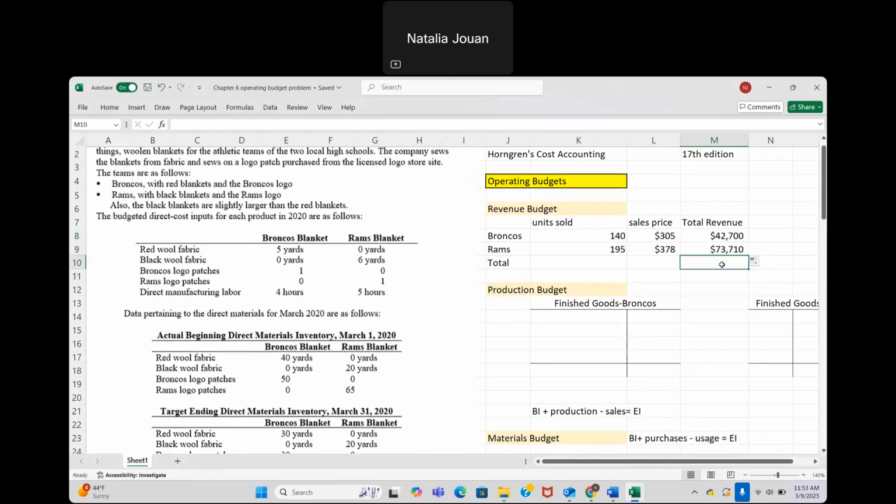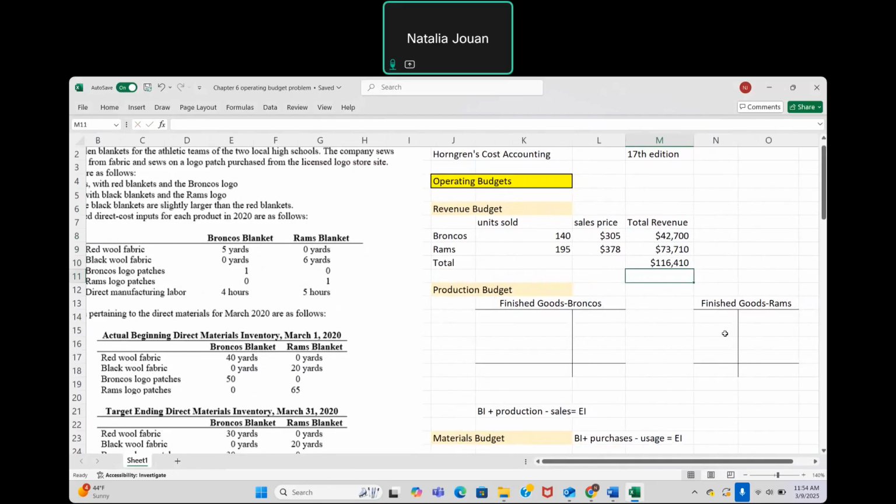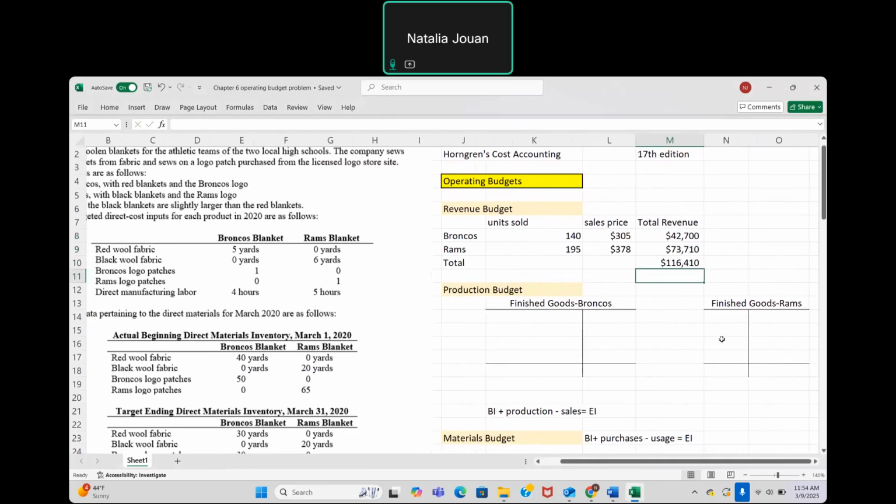Same for Rams, and now let's get the total. So our total revenues. Okay, so next, we're going to move down to the next budget, which is the production budget. Now we're producing two different types of blankets. So for that, we need two finished goods T accounts, so we can trace them individually.